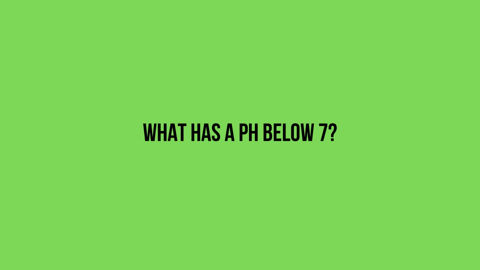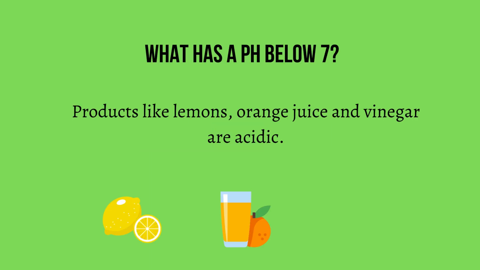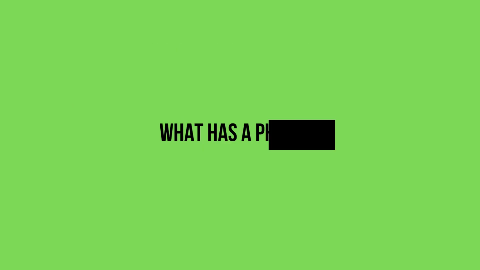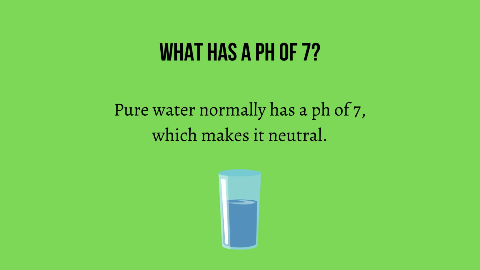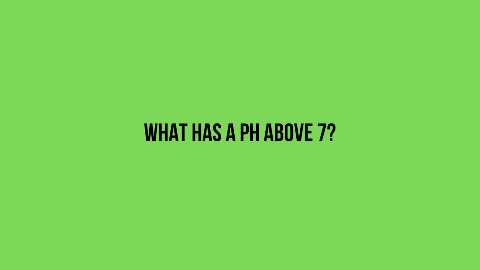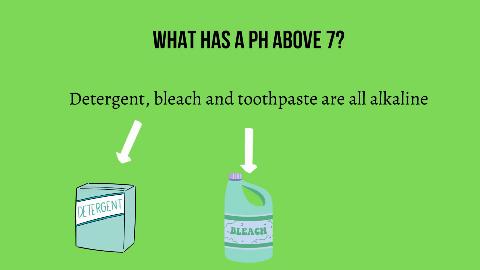And what has a pH below 7? Products like lemons, orange juice and vinegar are acidic. And what has a pH of 7? Pure water normally has a pH of 7, which makes it neutral. Then what has a pH above 7? Detergent, bleach and toothpaste are all alkaline.